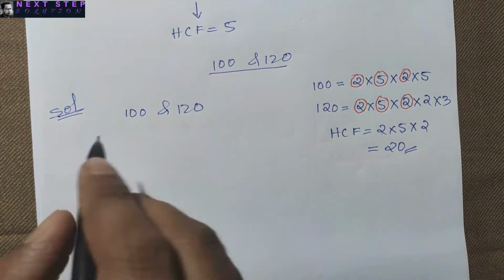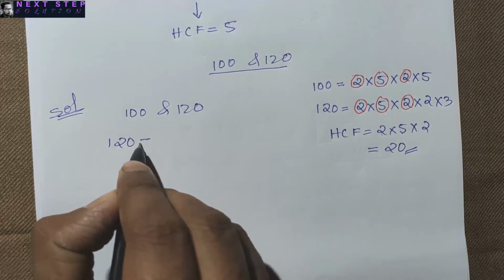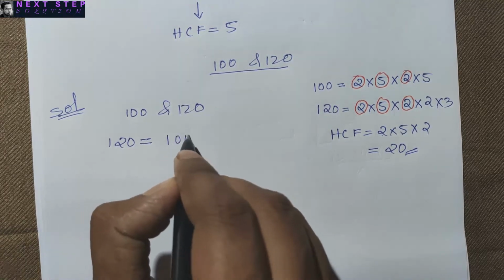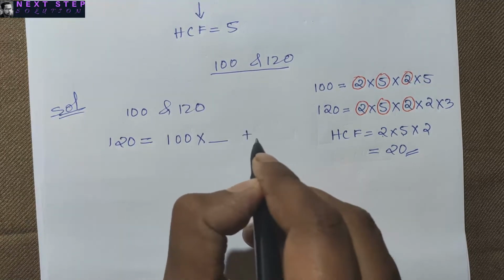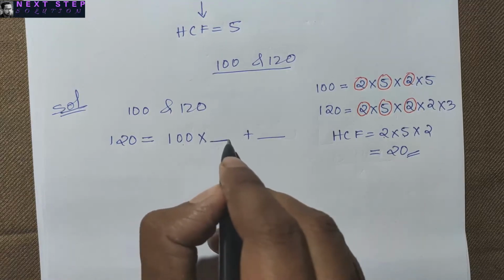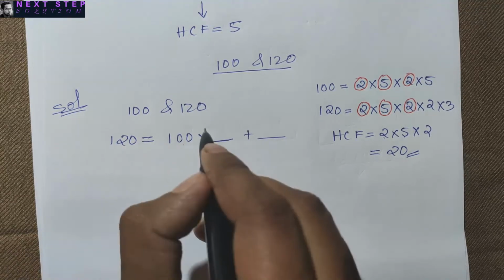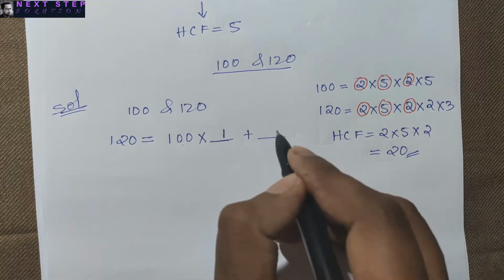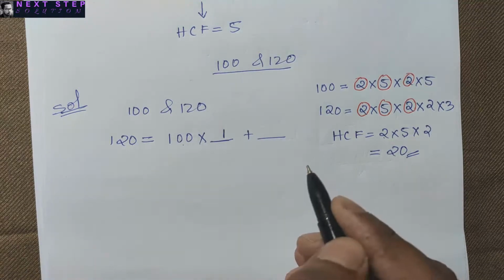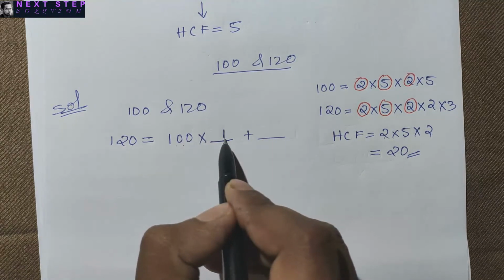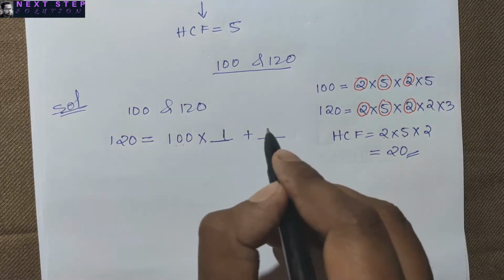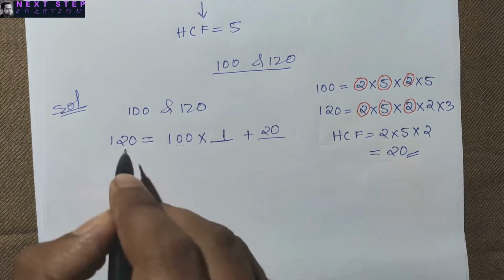We always have to start with the bigger number. 120 can be written as 100 multiplied with a number, plus a number. Now 100, if you multiply with 2, it already becomes greater. We have to multiply with 1 and add a number. Which number should we add to make 120? 100 multiplied with 1 becomes 100, and if we add 20, it becomes 120.